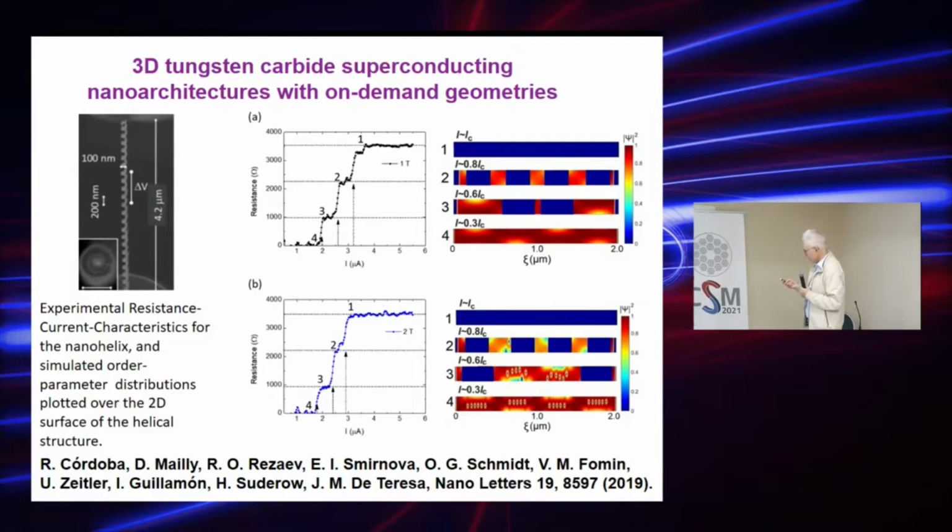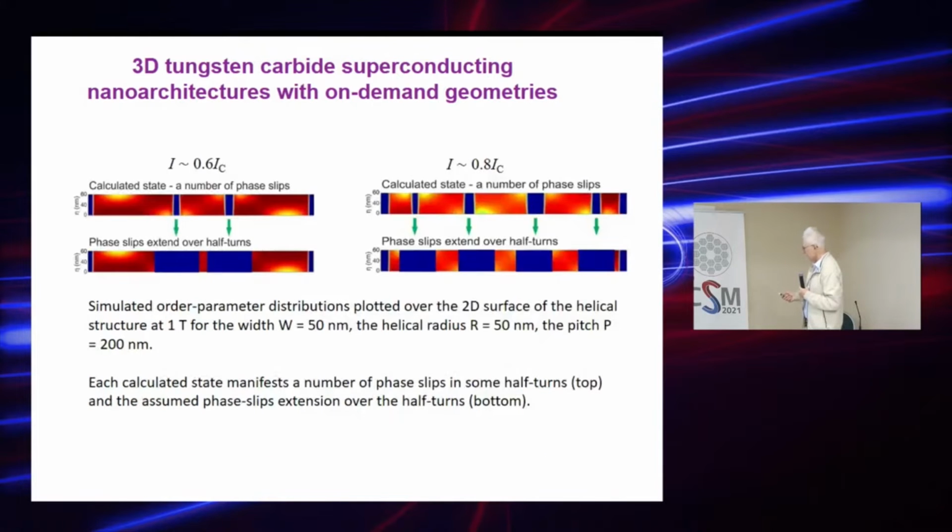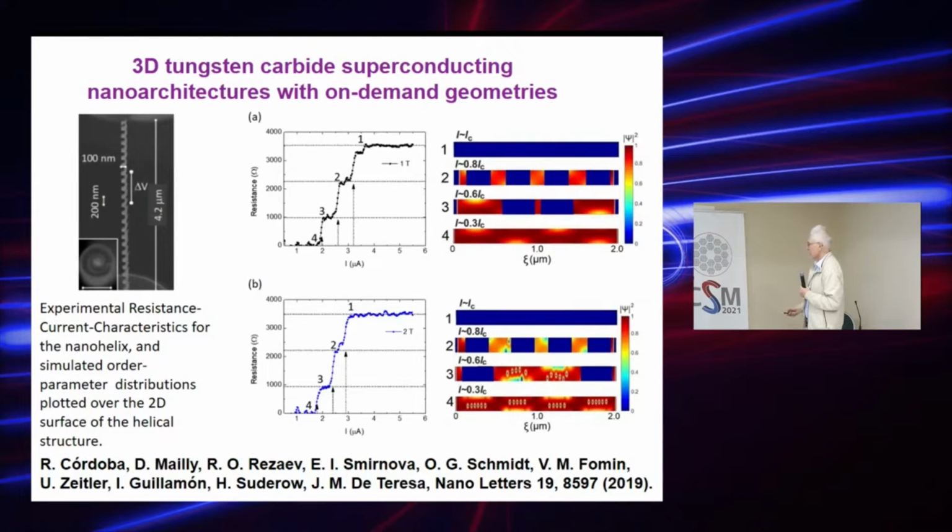If the transport current is small enough, like here, in half windings we might have a few vortices, but vortices induce a rather small voltage. And practically, we are very close to the superconducting regime. Maybe there are some deviations from it, but it's practically the superconducting regime.